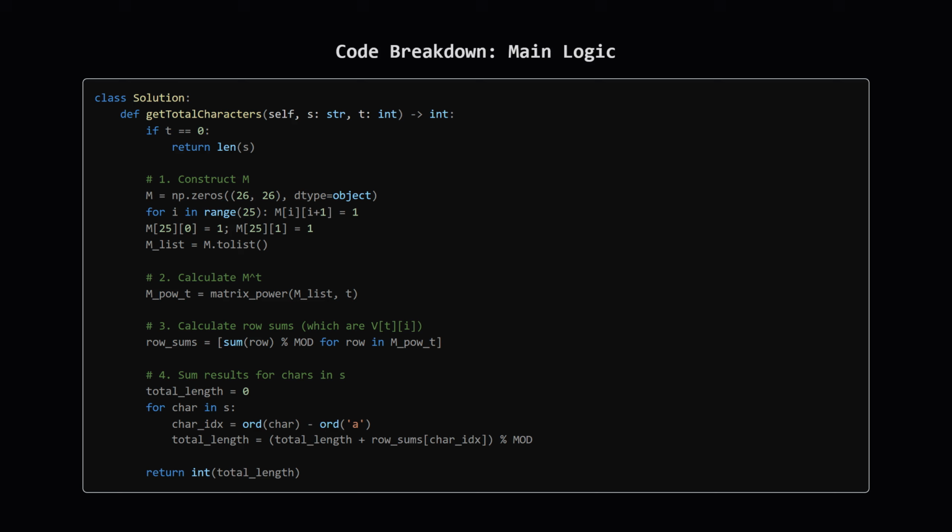We loop through the input string. For each character we find its alphabet index char idx, using the ord function to get character codes. We look up the value in row sums at that index, and add it to total length, remembering the modulo. After processing all characters, we return the total length.